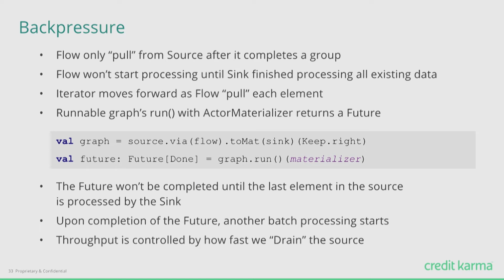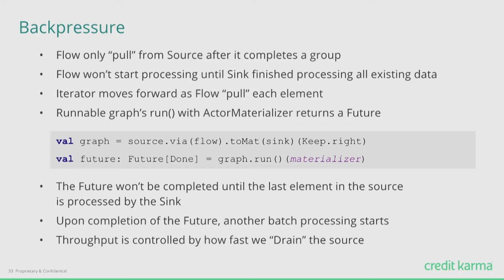So the way back pressure works in Akka Stream is basically the flow only pulls from the source after you finish processing a group of records. So it's not being pushed by the source. It's actually pulled. The flow will pull from the source as soon as it finishes processing a group. And then the flow won't start sending data to the sink until the sink has already finished processing all the groups that it already received from previous flow processing.